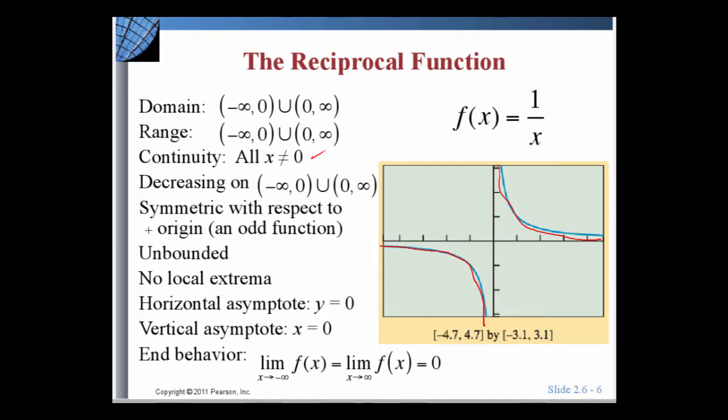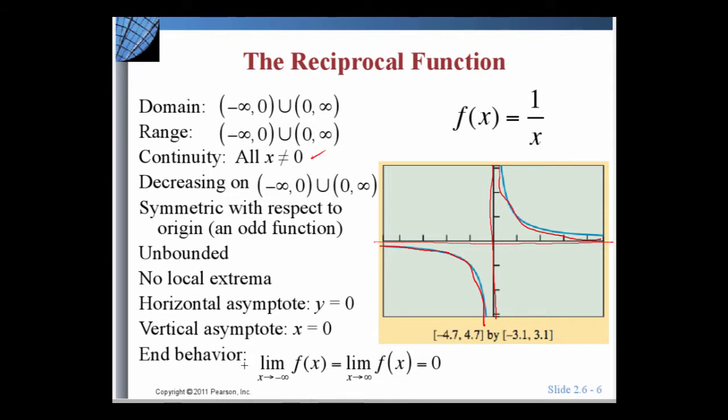The function has some symmetry. It's symmetric with respect to the origin because it's an odd function. We say that it is unbounded; its function values have no bound. There are no local extrema. There is a horizontal asymptote at y equals 0, so the x-axis basically is another way to say that. And then there is a vertical asymptote at x equals 0.